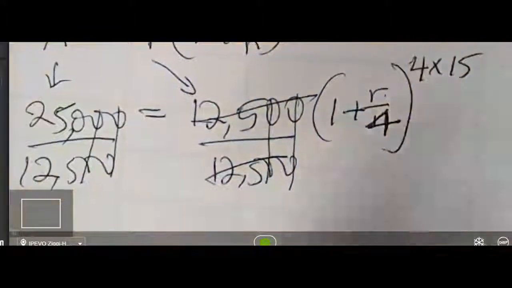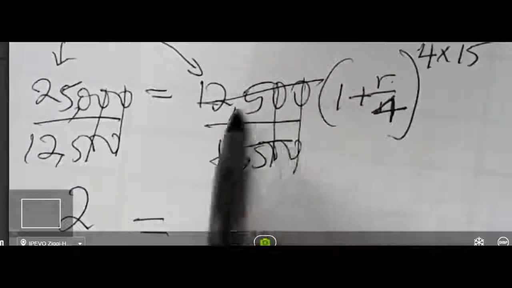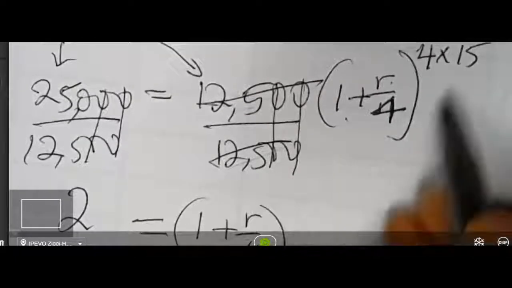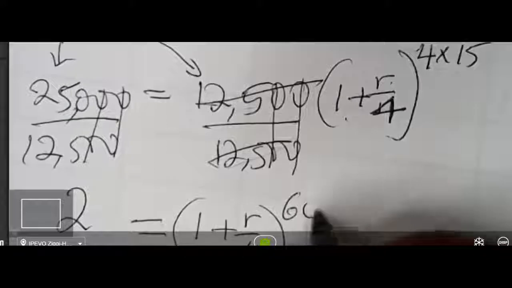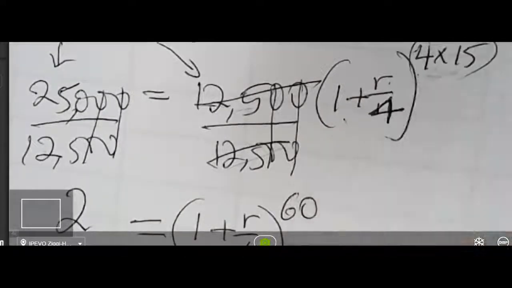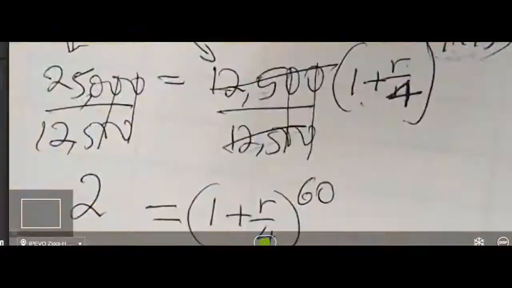So that's 2. So that's come down to 2. So 2 is equal to, this is crossed out, so we have this (1 plus r over 4). Again, make sure you put them inside parentheses. You already found this to be 60, so this is multiplied by each other. Okay, so it is looking much simpler.